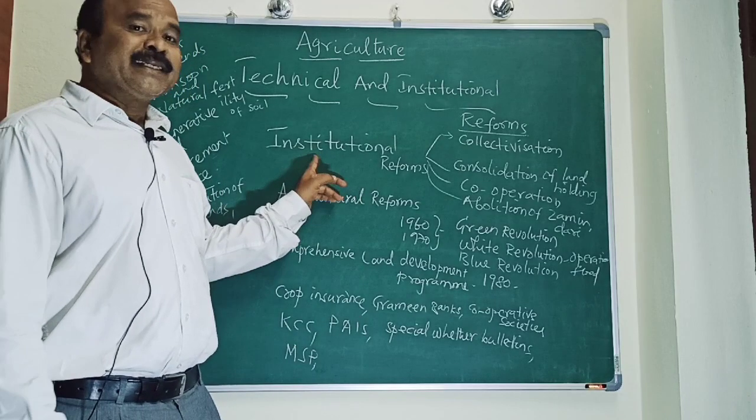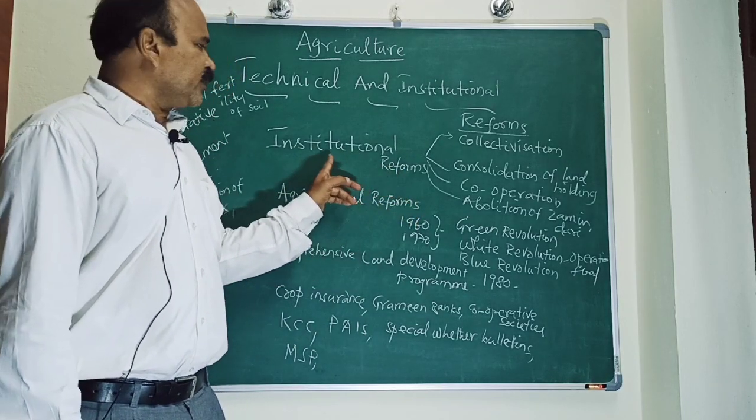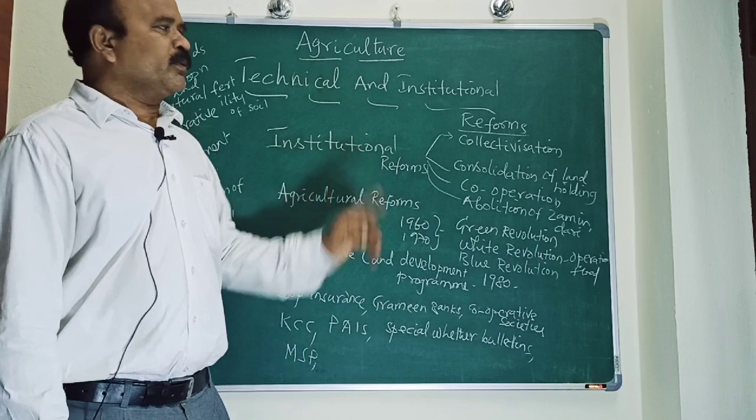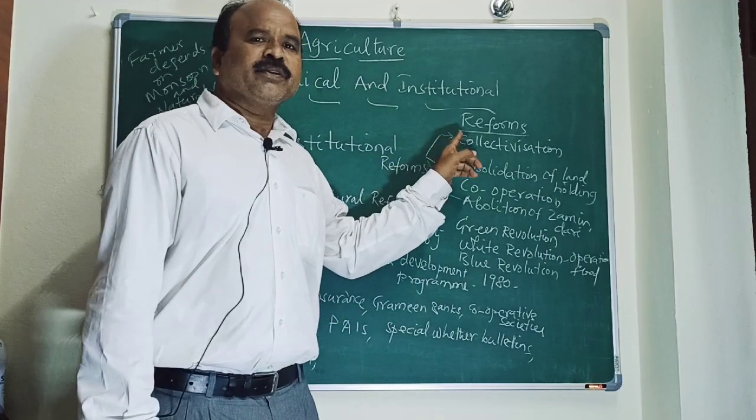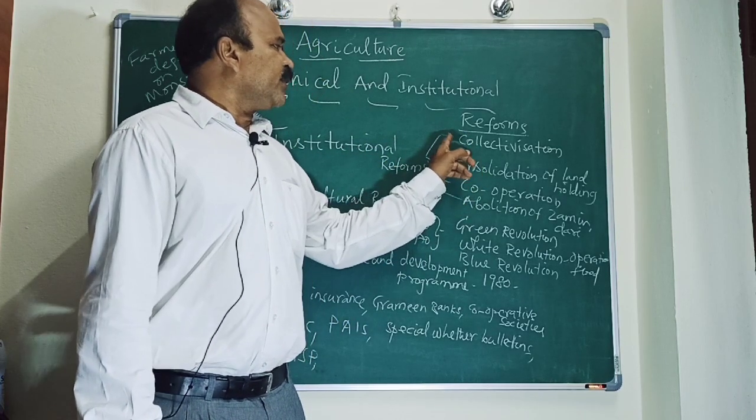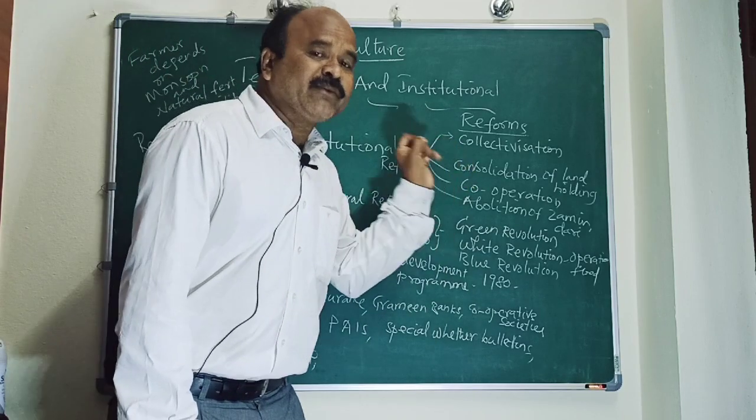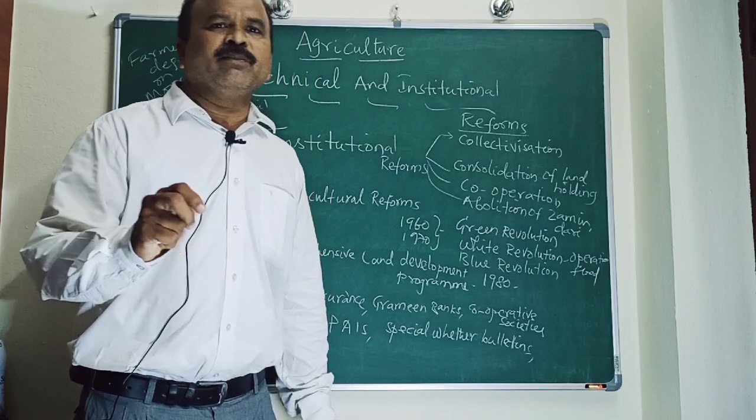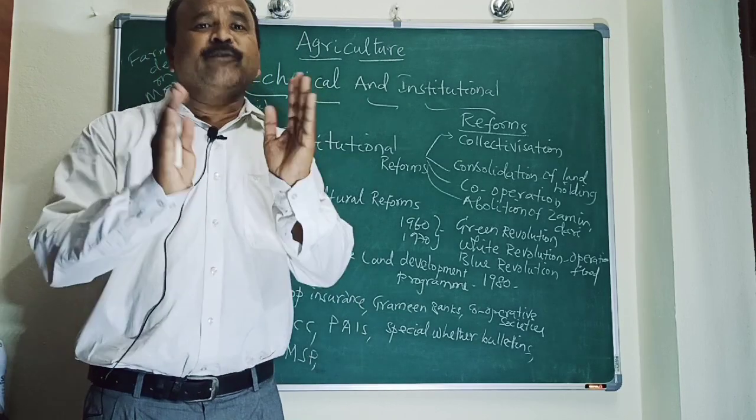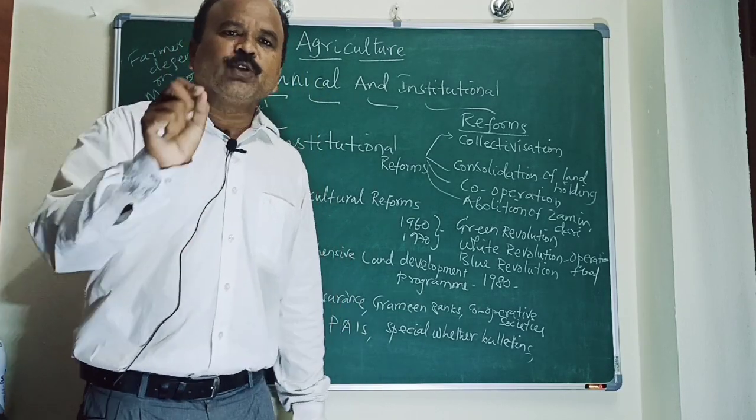The first one is institutional reforms. In institutional reforms, there are four parts. The first one is collectivization. Collectivization means going for collective farming instead of individual farming.